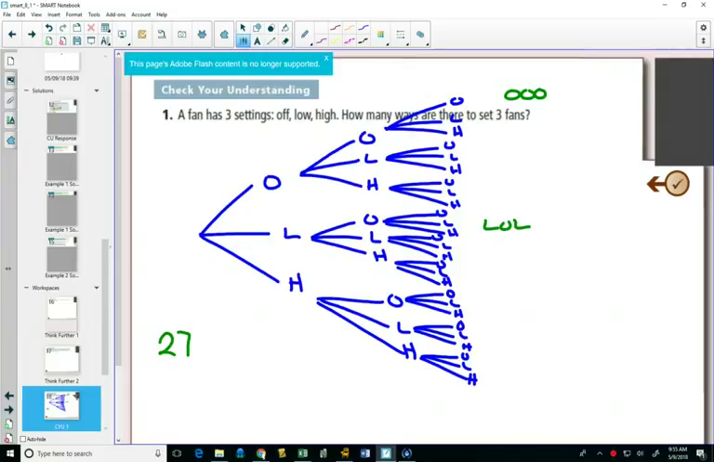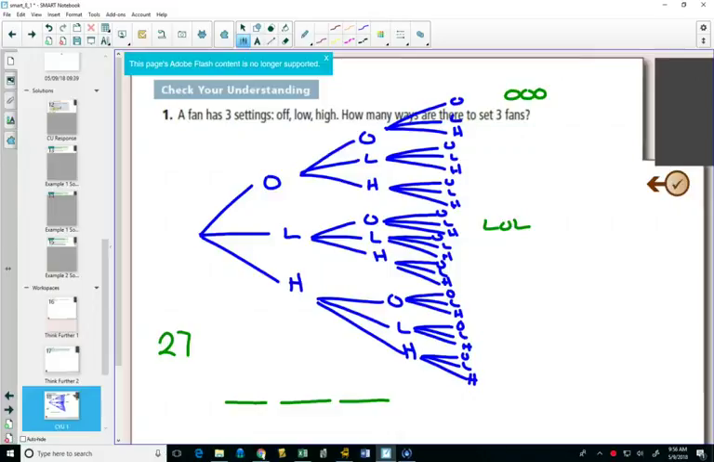The problem with this method is it takes a lot of space, it's time consuming, and a little bit repetitive. So what we're going to learn in the fundamental counting principle is, in this case, you had three decisions to make. You had to decide how you were going to set up your first fan, how you were going to set up your second fan, and how you were going to set up your third fan.